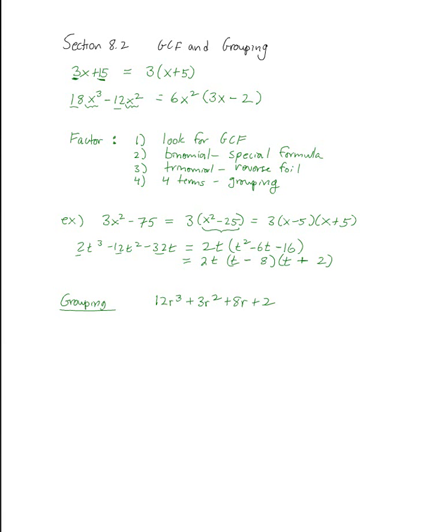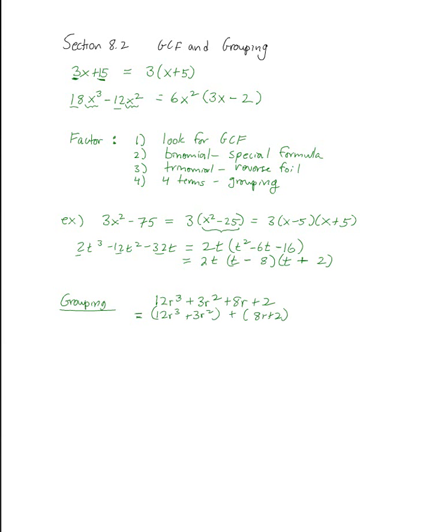All right, so I notice I have 4 pieces. When I have 4 pieces, after I've tried my greatest common factor, what I do is I group them in pairs. That's why it's called grouping. We group the 2 things in pairs.